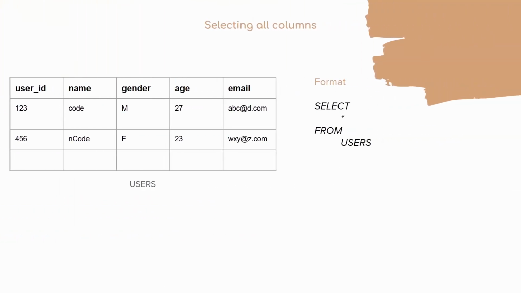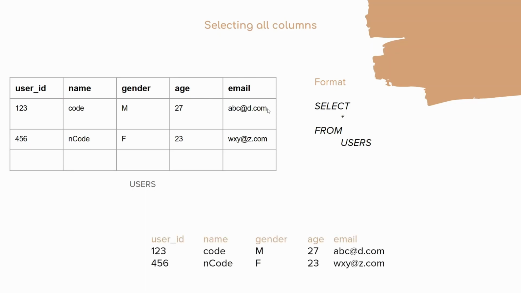Now, there's one more thing. Let's say you want to read all of the columns. One way would be to write all of the column names in the column section: select, then every column name. The other way is to just write an asterisk or star, whatever you'd like to call it. So select star from users, or select asterisk from users. This way you'll be able to read all of the fields from the table. The output would be something like this.